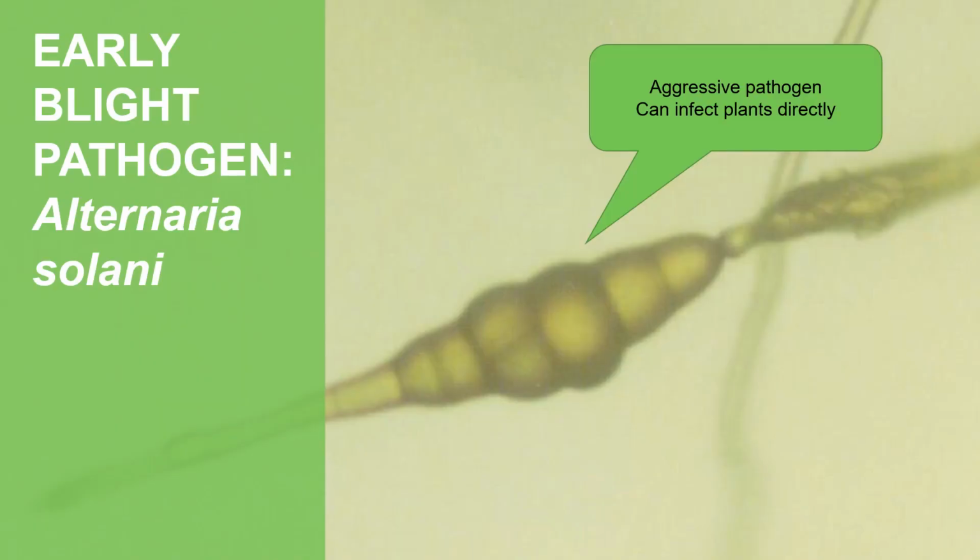So let's start with early blight. The pathogen, as I'm sure you all know, is Alternaria solani. This is an aggressive pathogen. This means it can infect plants directly. It does not need a wound or a natural opening in order to infect plants.